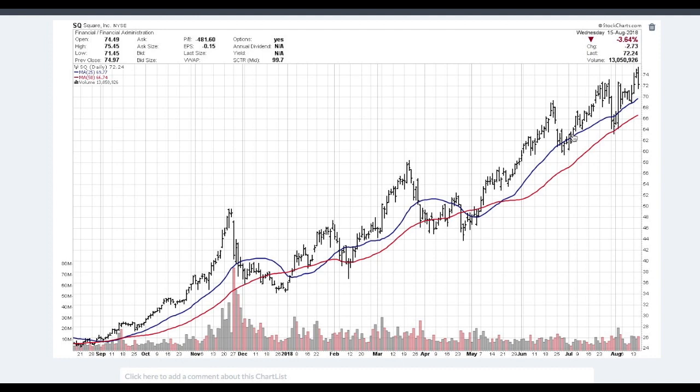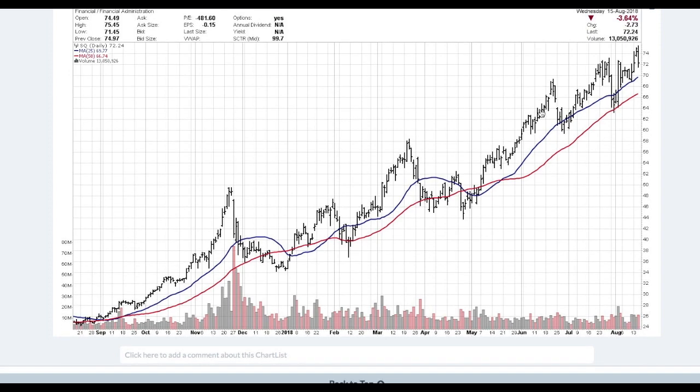Square is a device that affixes to an iPhone and acts like a cash register, or you can convert an iPad into a cash register. They've also gotten into electronic commerce, which means like PayPal, where you can do electronic payments. Stock hit a new high recently, has been acting well.